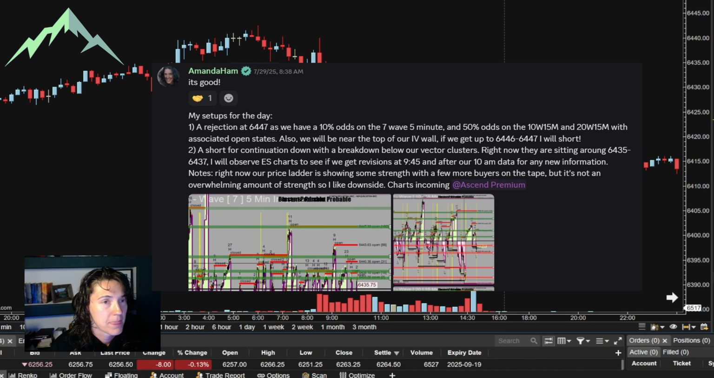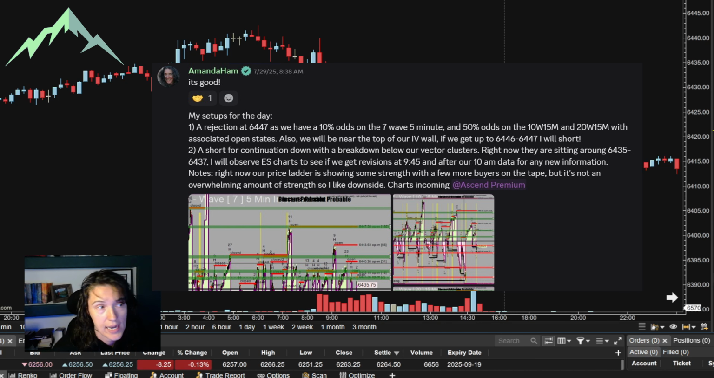The first play that I want to talk about was one that we took on July 20th. At market open, we had a couple of ideas on where we thought the market could go. My bias was short overall. My setups for the day were a rejection at 64.47, as we had 10% odds and 50% odds on both our lower and midterm timeframes on our fractals charts. The second setup was a short continuation down with a breakdown below our vector clusters, which at that time were sitting between 64.35 and 64.37.